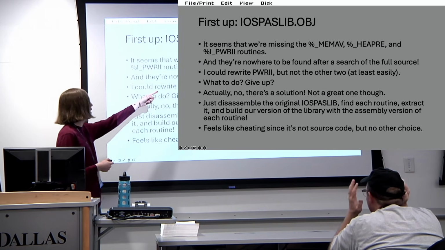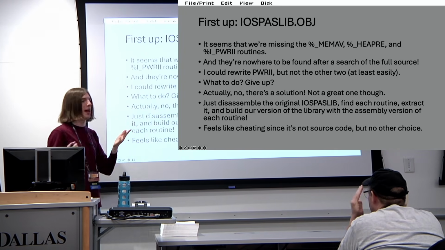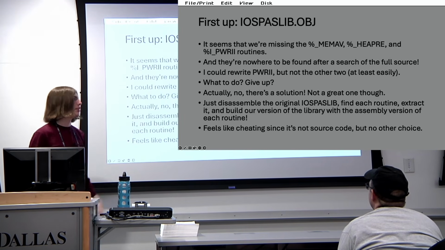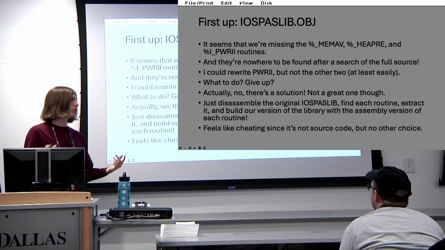I could probably rewrite power of 2 because it just returns powers of 2. That's not too hard to rewrite. But these two, I didn't even know what they did. So we have a bit of a problem there. But I found a solution. It's not the most optimal thing, but it works.